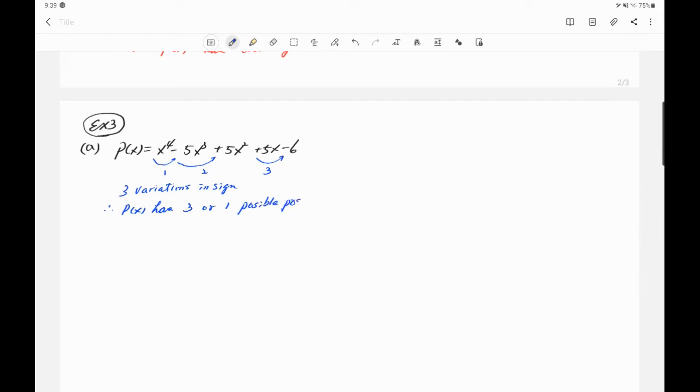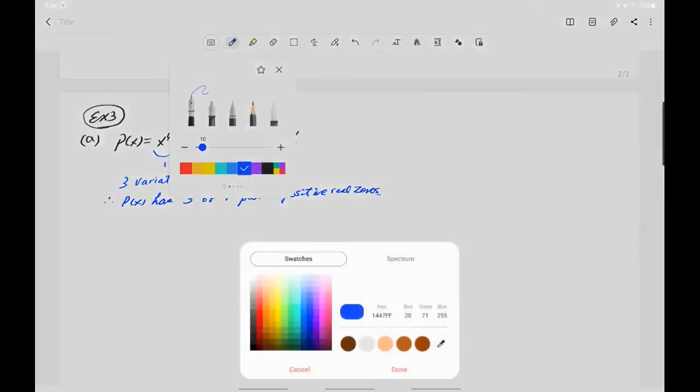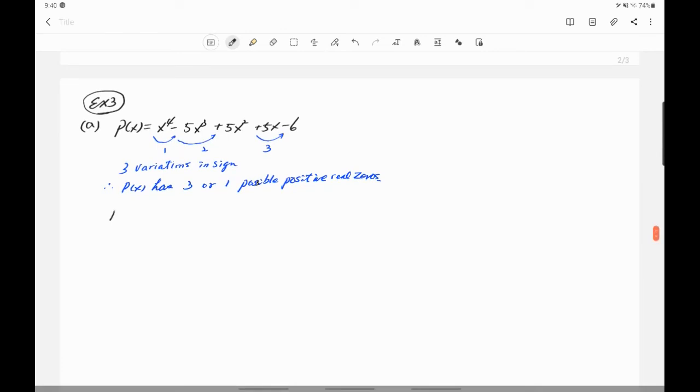Possible positive real zeros. All right, okay, let's find out. This time, negative real zeros. Okay, we need double S. Then we have to put the negative sign, negative x. Replace x with negative x, and then rewrite the equation.